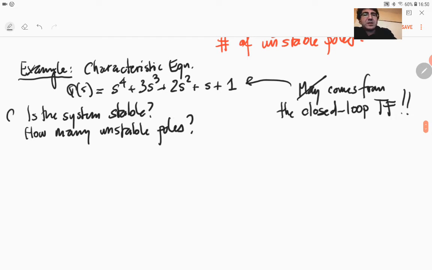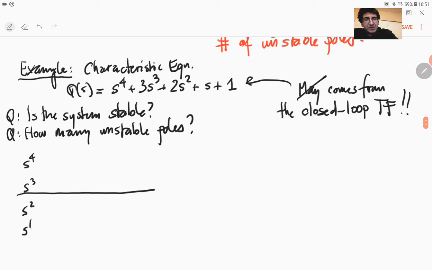Okay, these are the questions that we might be trying to answer. So let's construct the Routh array. We have a fourth order polynomial, so S4, S3, S1, S0. So the first two rows, sorry, I've skipped one of the coefficients, which is a deadly mistake.